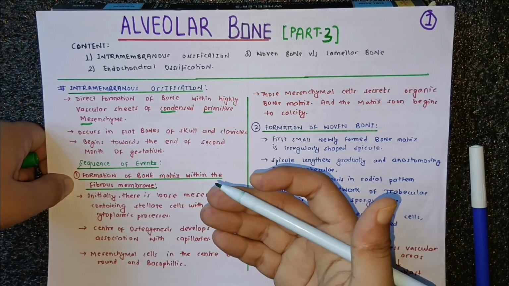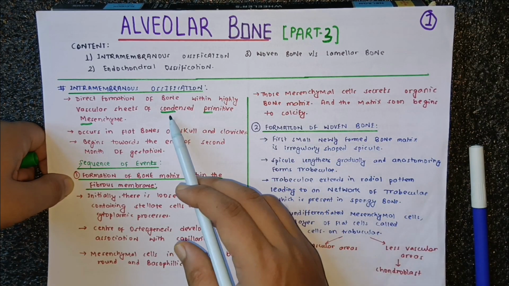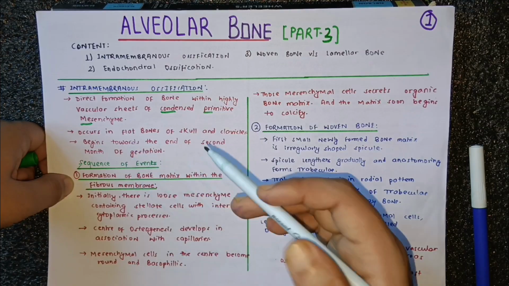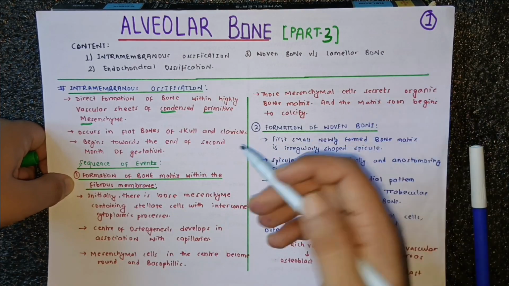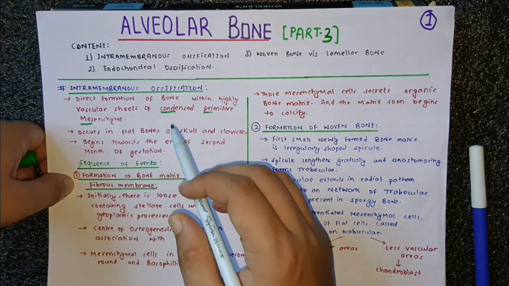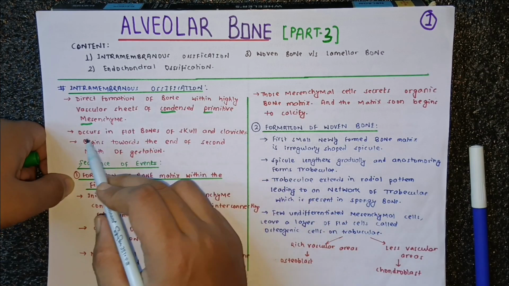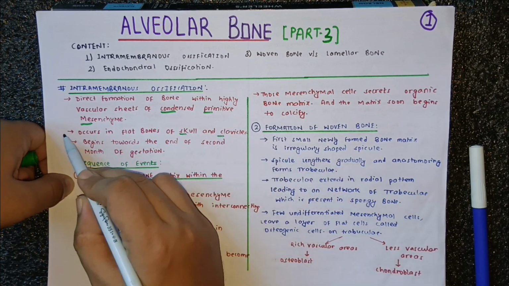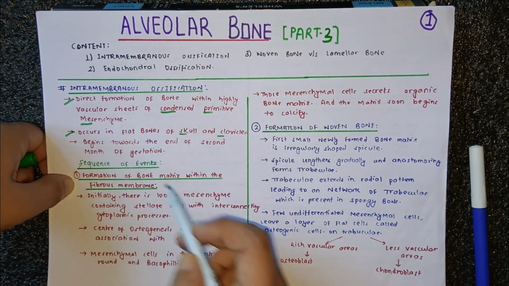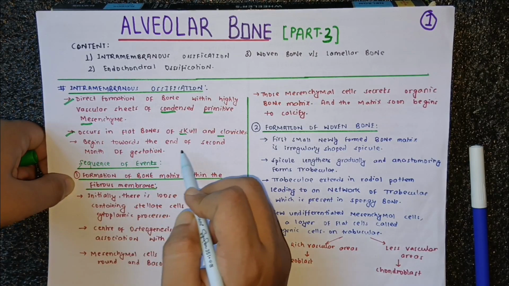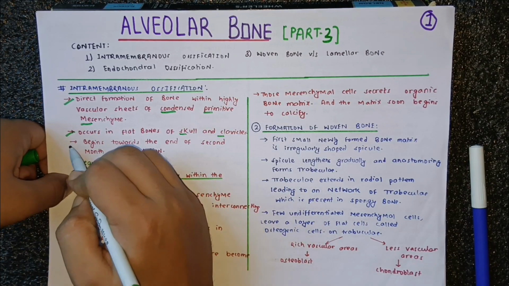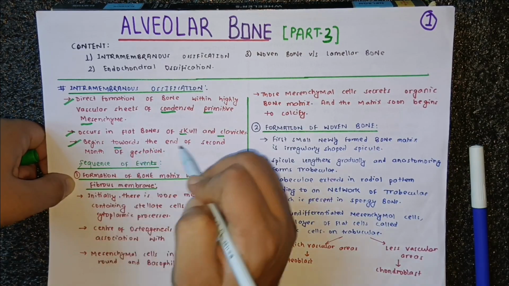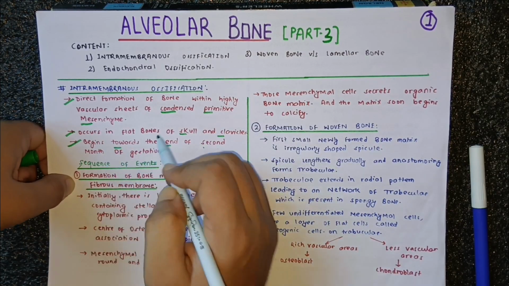But in intramembranous ossification, there is a condensed primitive mesenchyme that changes into bone. That is the main difference between the two ossifications. It occurs in the flat bones of the skull and the clavicles, which is also very important. It begins toward the end of the second month of gestation.